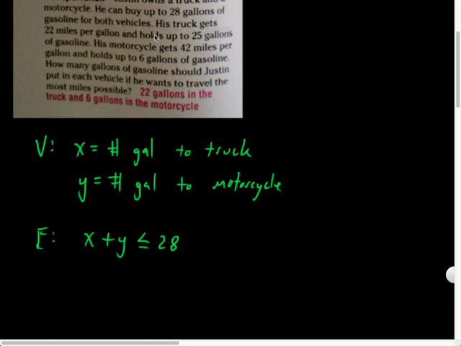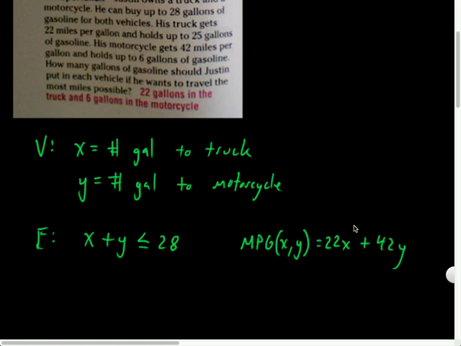His truck gets, now let's see, he wants the most miles possible. So these MPGs are actually going to be our profit equation that we're maximizing. We'll call it our MPG equation. Maybe I'll even write that over here. So MPG would be an equation of X and Y, and I would get 22X plus 42Y. Right, and that's what I want to maximize. I want the most miles per gallon.